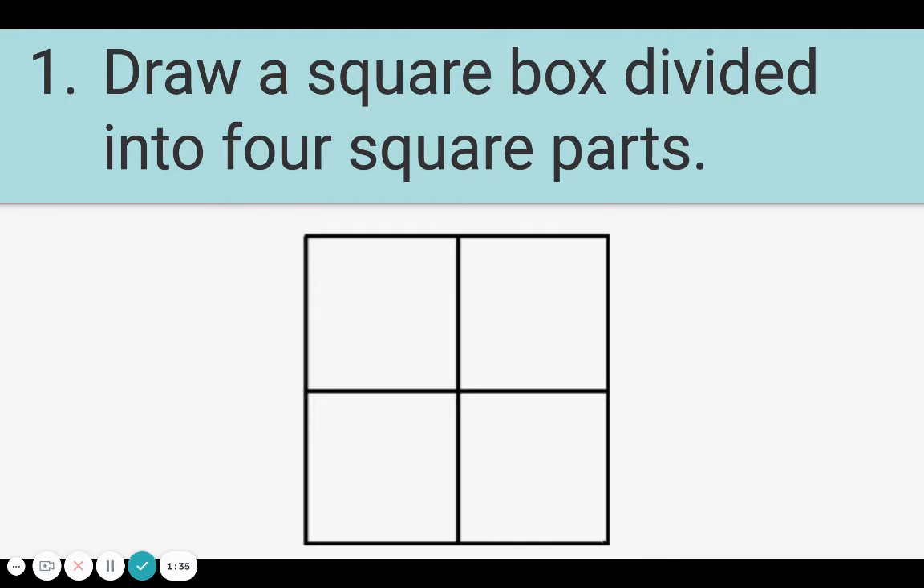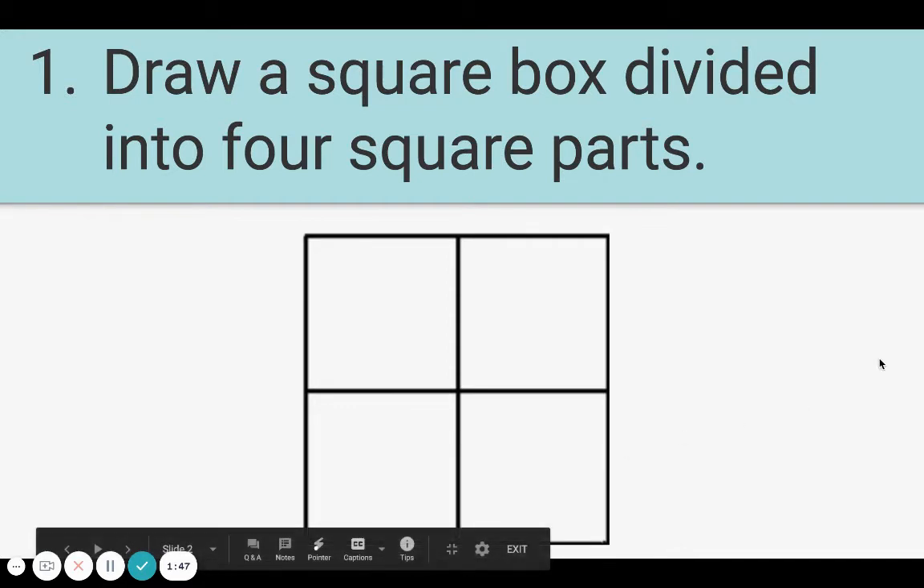Sometimes it will be given to you and already printed on the paper, but if you're doing this work in your notebook, this will be the first step you have to do. You have to draw the Punnett square.